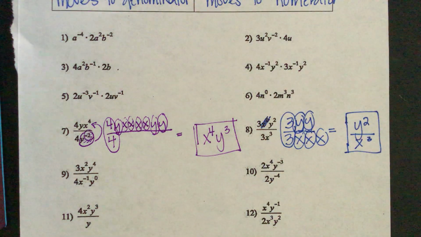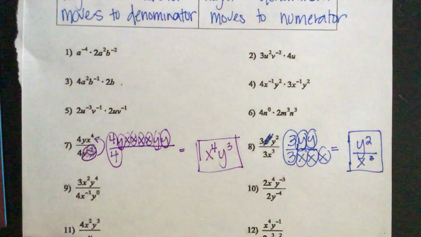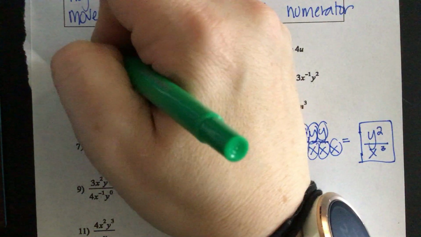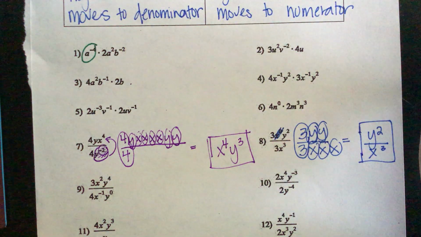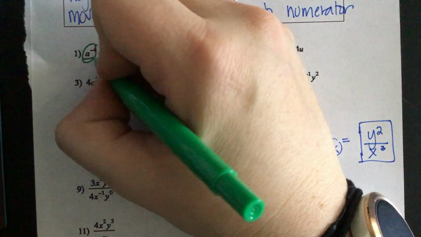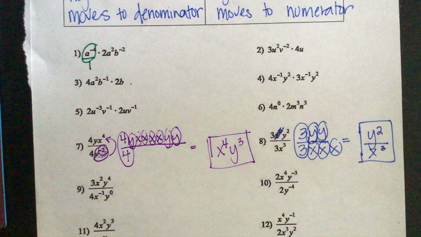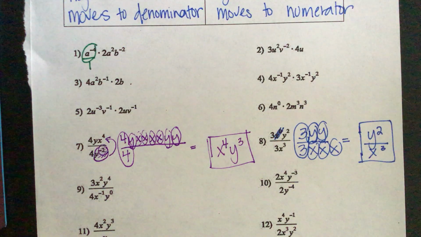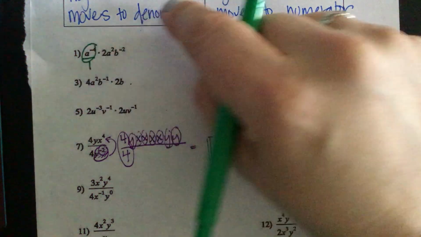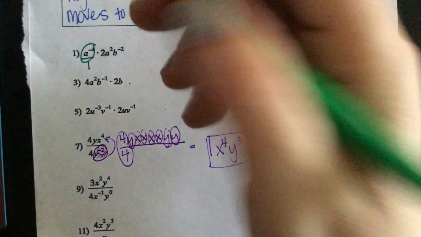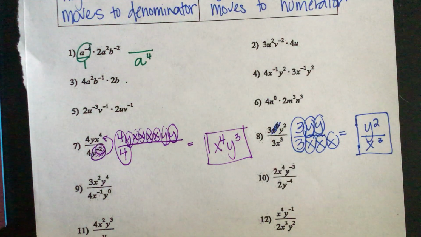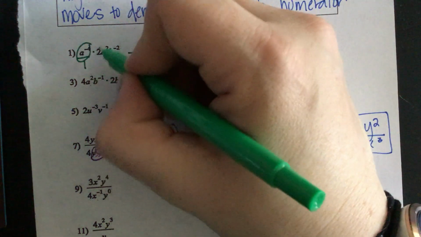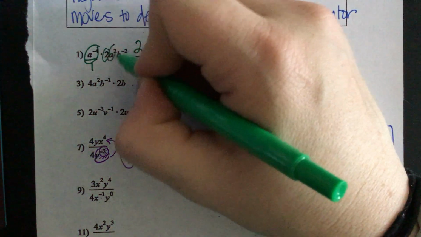All right, let's try number 1. Looks a little bit harder, doesn't it? Well, I've got a negative exponent, and it's not on top and it's not on bottom, but it could be over 1. So I take my negative 4, and a negative exponent tells me it's on the top, so it's going to move to the bottom. So a to the 4 moves to the bottom. This 2 stays on top.